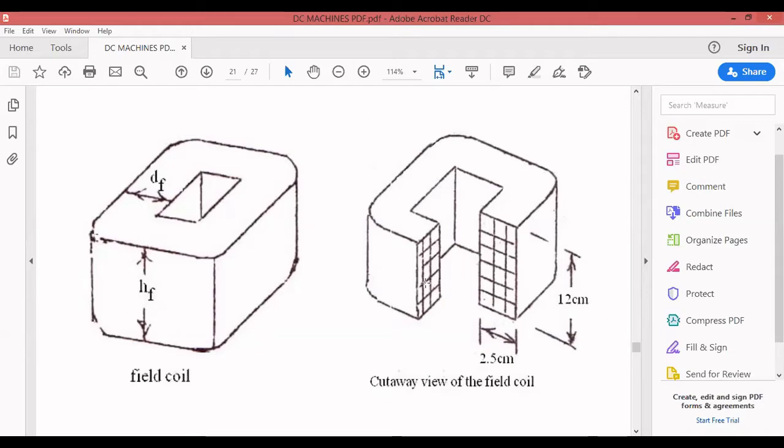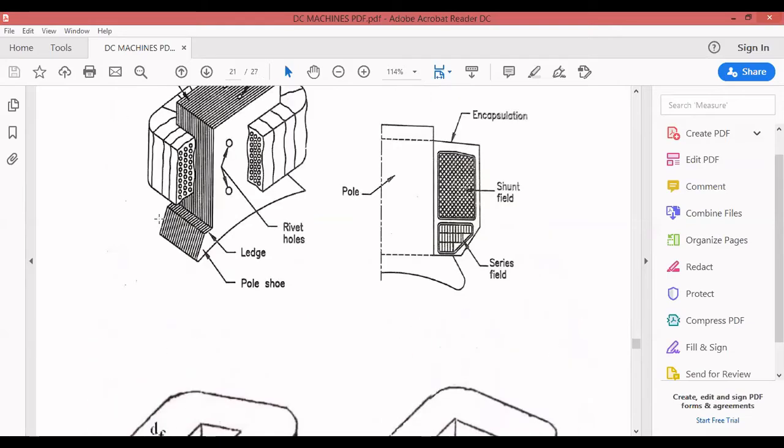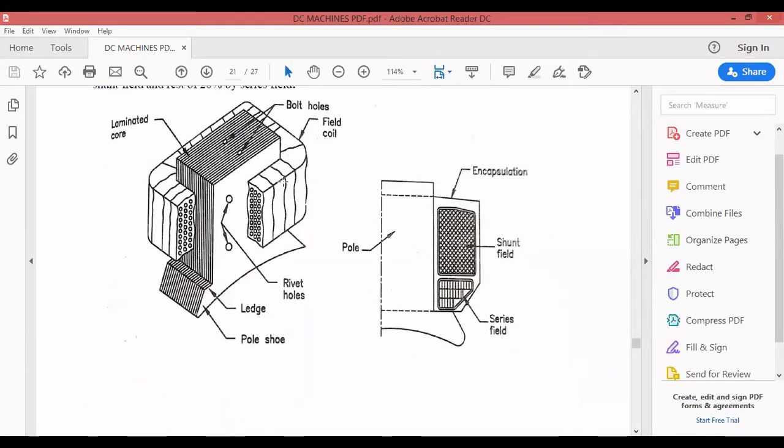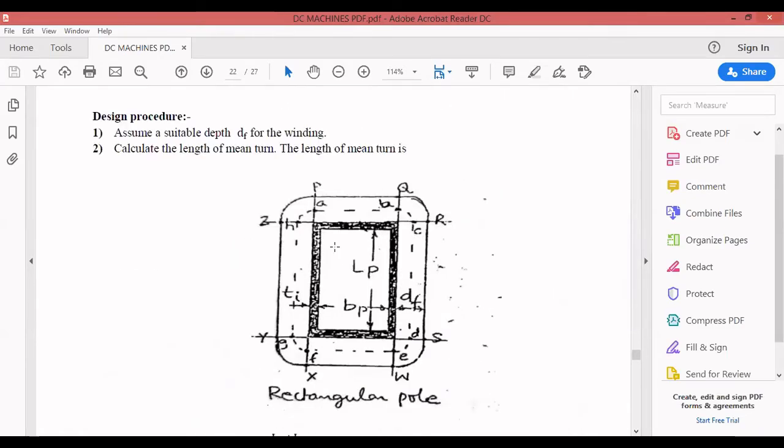And if you cut this section, you can see the winding section here. Normally at the top it will be the shunt, and at the bottom it will be the series field winding. For the entire pole length, the winding will not be done. Only for a certain portion, the winding of a shunt field or series field will be done. Now, the design procedure.